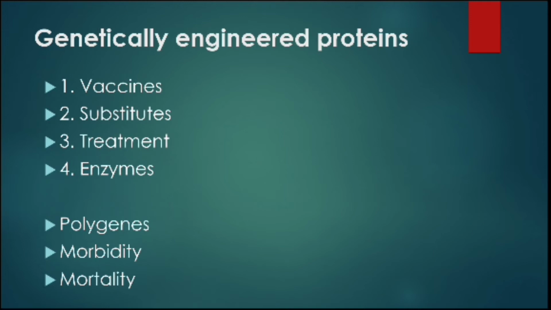So, vaccines for hepatitis, herpes, malaria, etc. Then substitutes to correct the deficiency of an otherwise normally available product in the body due to genetic defects, which is also known as substitution therapy, such as insulin in diabetes, growth hormones in dwarfism, and clotting factors, for example, tissue plasminogen activator, which is also known as TPA, which is used in hemophilia. Some of these are used in therapy also.